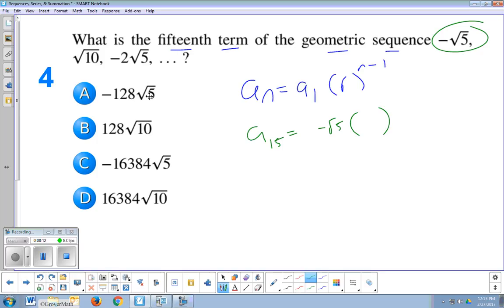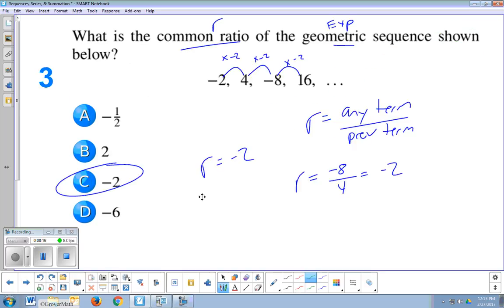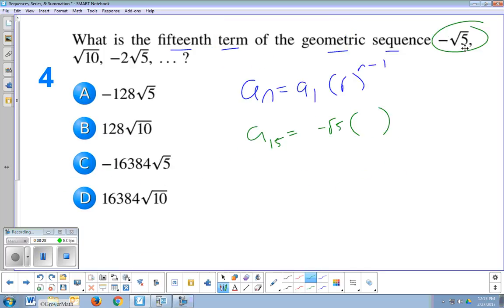So how do I get from one term to the next? How do I go from negative rad 5 to rad 10? See, here it was kind of obvious, at least I thought it was. -2 times -2 is 4 times -2 times -2. Right? It's doubling, but it's changing signs, so it's -2. How do I go from negative rad 5 to negative rad 10?